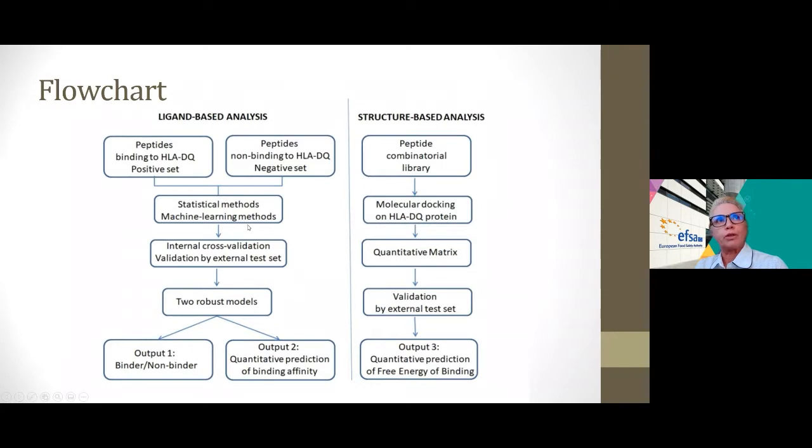Several models were developed and all of them were validated by external test sets. The external test sets contain peptides totally different from the peptides in the training sets. Initially, we expected to have at least 2 robust models, but actually we got 4 models which passed the external validation. One of the models is classificational. It predicts binders and non-binders, and the other 3 gave a quantitative prediction of the binding affinity.